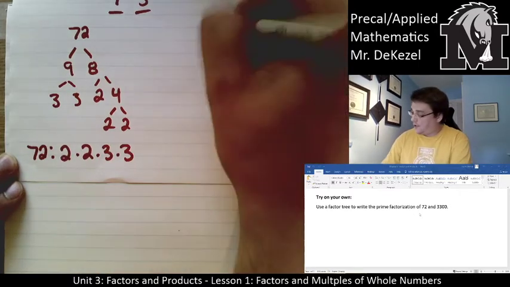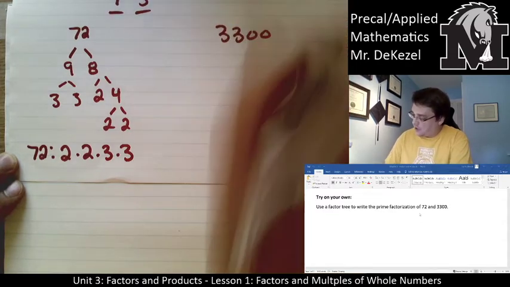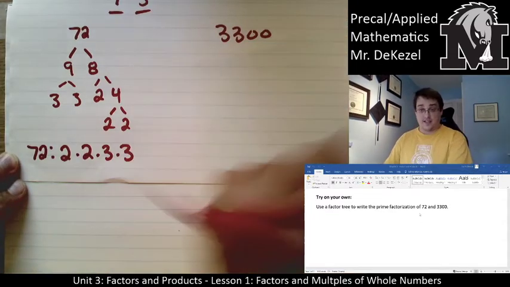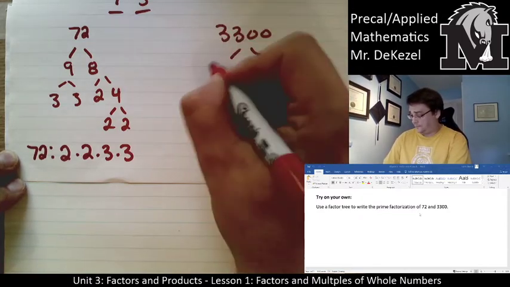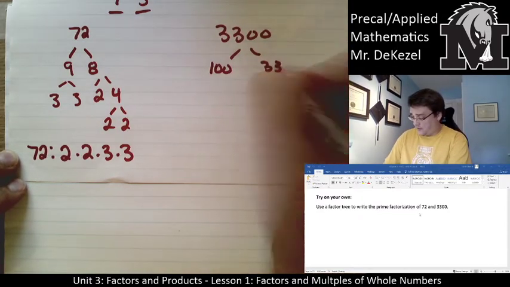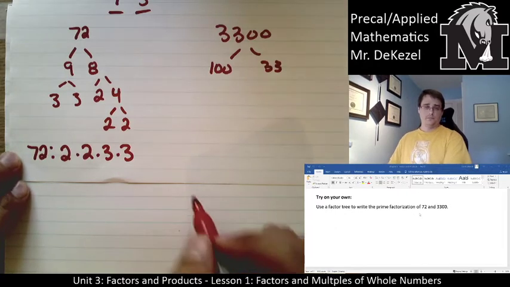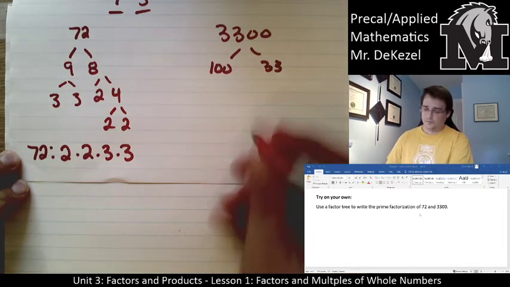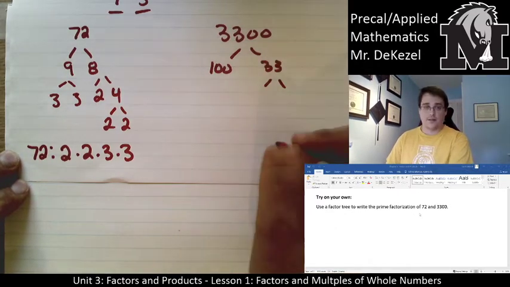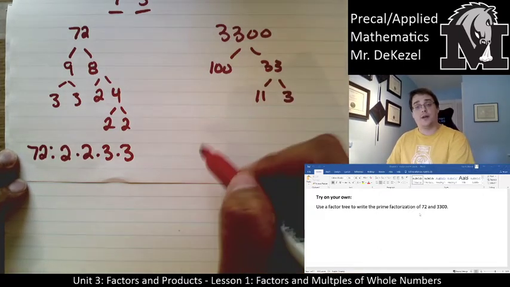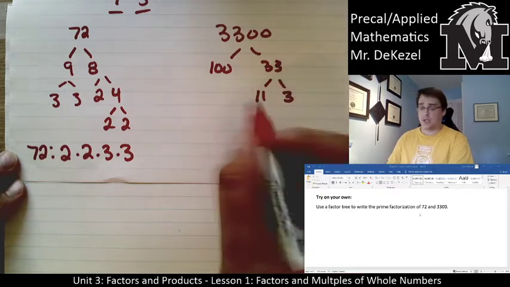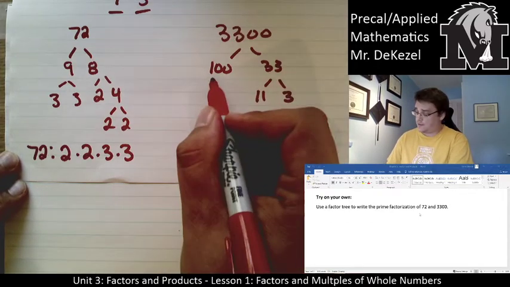You can do the same thing with 3,300. When there's two zeros on the end, I like to take 100 off. So I can divide 100 into here, 33. I can then break down 33 into 11 and 3. And 11 is actually a prime number. So that's as far as we can go. It might seem a little large, but that's a prime number.